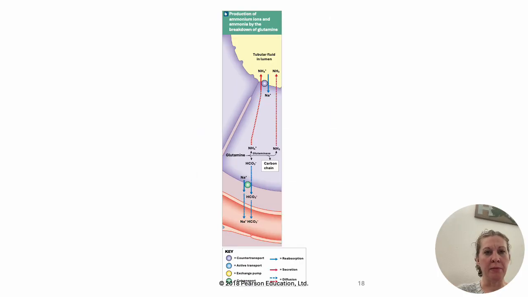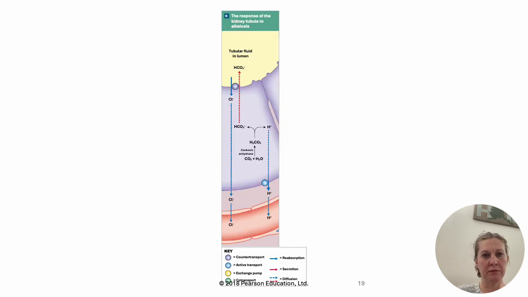Here's just showing in the PCT what's happening here. When you're breaking down glutamate, you produce the extra ammonia. The ammonia is pumped out, so sodium can get pumped in, and that helps to reduce pH because you're getting rid of hydrogen ions in the ammonia complex. And then in the case of alkalosis, we're actually able to pump bicarbonate out and chloride into the cells and the bicarbonate out into the filtrate. So this helps to reduce the pH again as needed in the case of alkalosis.